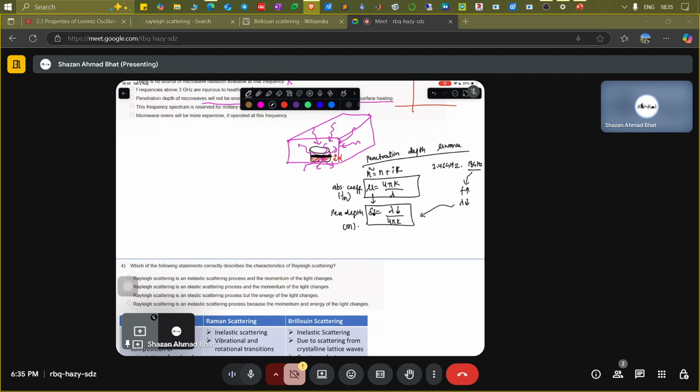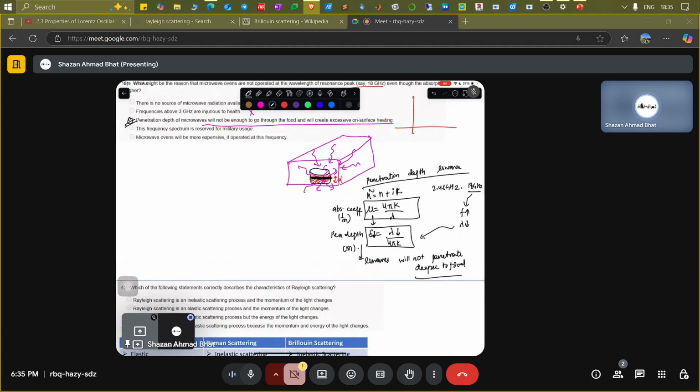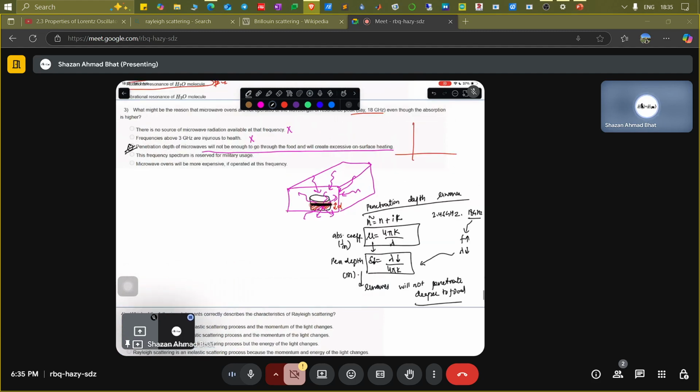Okay, so if the penetration depth reduces, the microwaves will not penetrate deeper into the food, and only the surface is going to heat up and the bottom of the food will remain colder. There will be huge resonance near the surface, but because of the penetration depth, it won't enter the deeper levels of the food, so the food will remain colder there. So that is basically the reason why you cannot just choose any of the frequency, because you need to take care of the penetration depth as well.